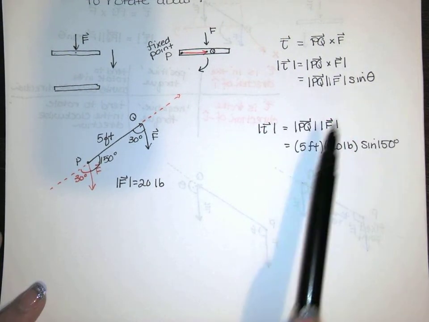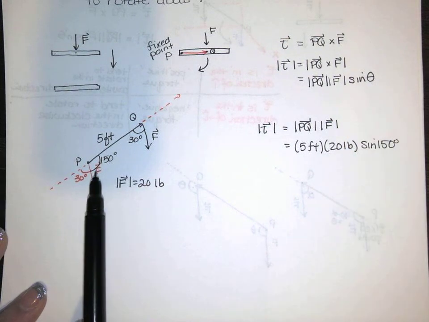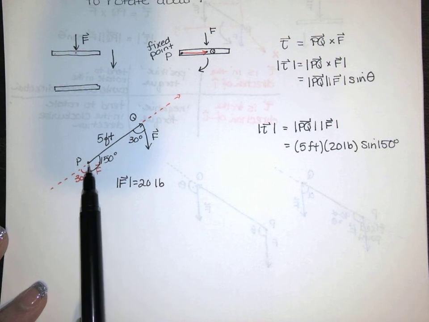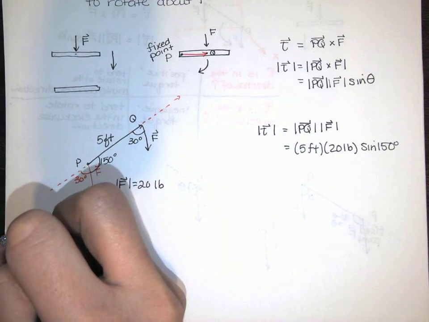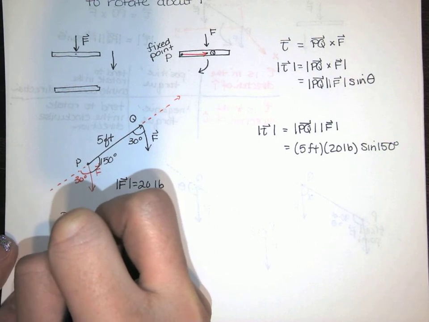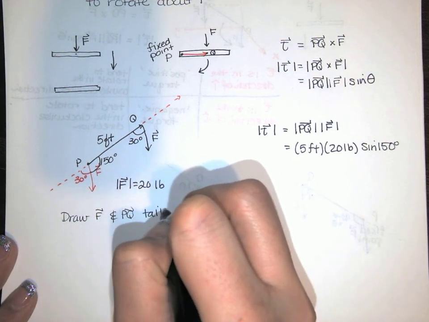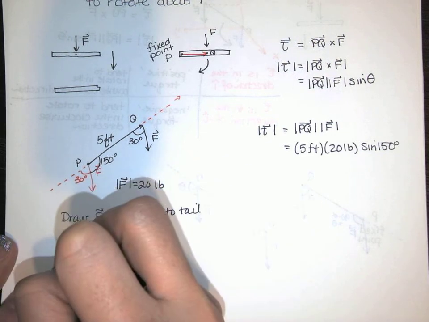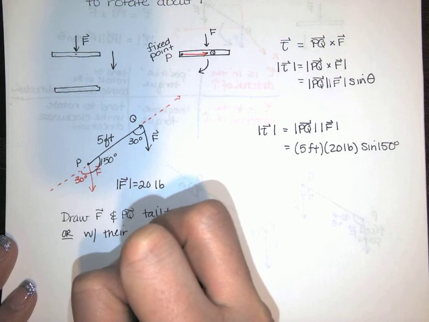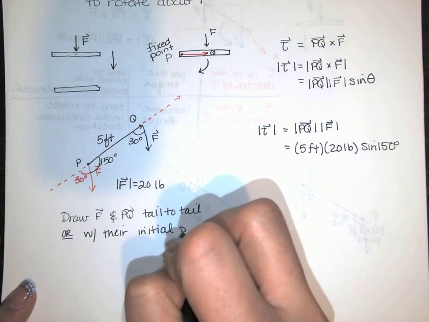My point is that the angle we're looking for is the angle between PQ and F when PQ and F start at the same point. So they have to be drawn tail to tail. You can write that to yourself as a reminder: draw F and PQ tail to tail, or with their initial points at the same place. Same thing, it means exactly the same thing as tail to tail.